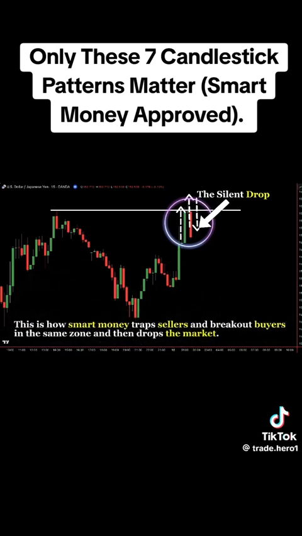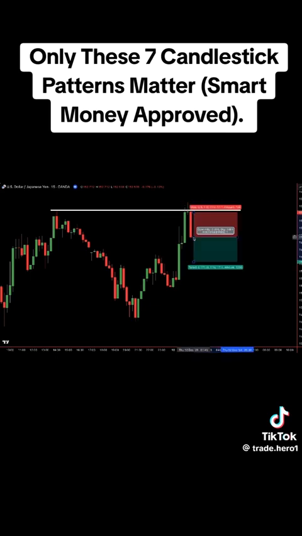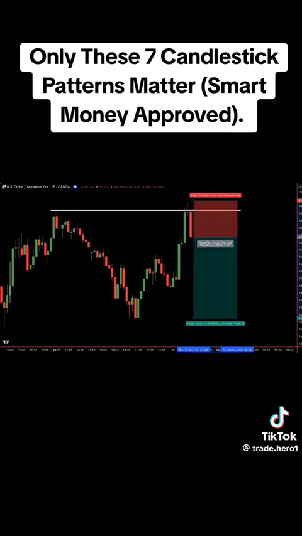This is how smart money traps sellers and breakout buyers in the same zone and then drops the market. Now, once you spot this pattern, here's the trade setup. Enter at the close of the third candle, stop loss goes above the second candle's high, target the next support level. And what happened next? Exactly as expected. Price dropped cleanly to the target zone, delivering a textbook silent drop play.